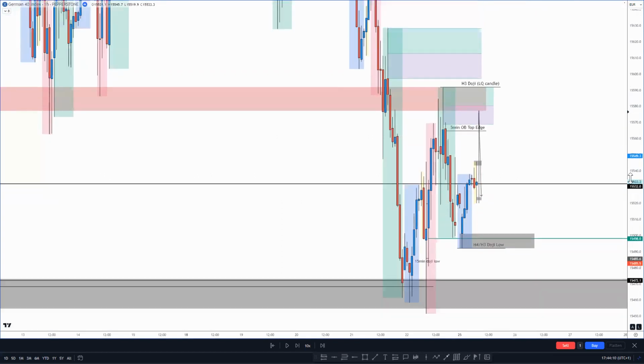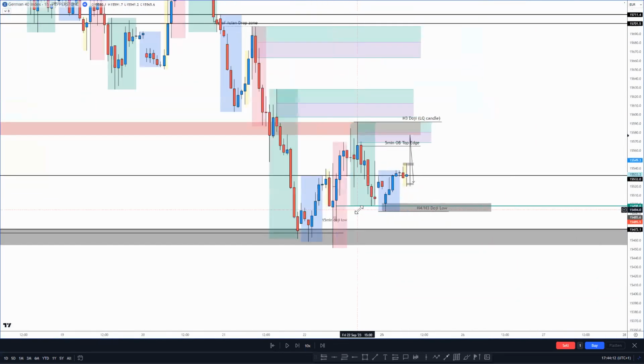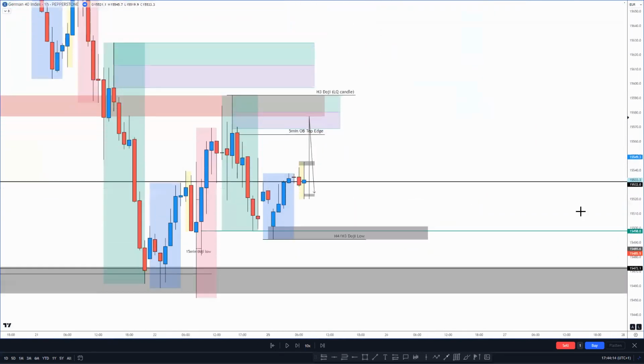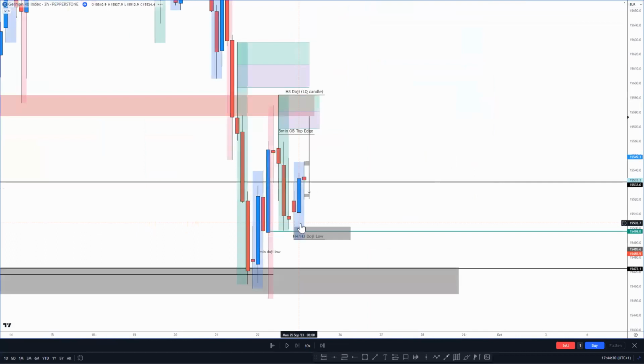On the 1 hour, the day started with this candle. It looks like a liquidity candle, wicked lower than the New York session from Friday, then closing bullish. If we go to the 3-hour time frame, you can see what it actually looks like. It looks like a doji.